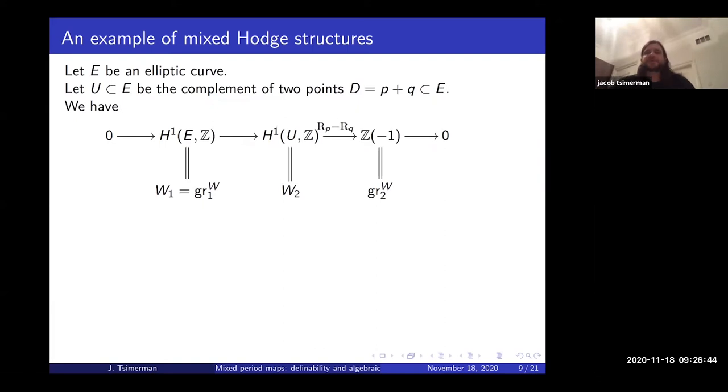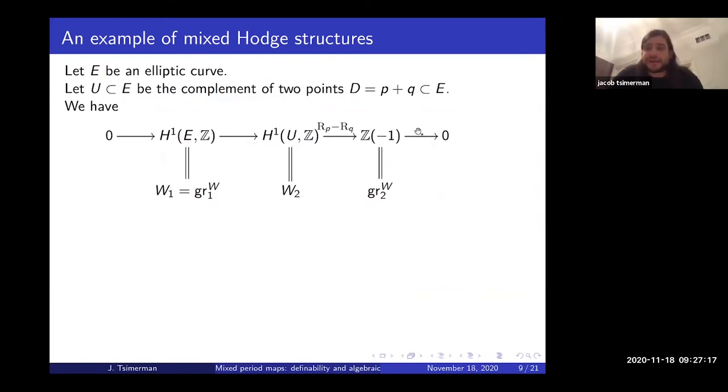If you think of this as having the weight filtration, then the H1 of E piece is the weight 1 piece. The whole thing is weight 2. So H1 of U, the entire H1 group, is W sub 2. And the graded pieces are, on the one hand, the cohomology of E, which is pure of weight 1, and the Z minus 1 piece, which is pure of weight 2. So this is how the mixed Hodge structure looks.